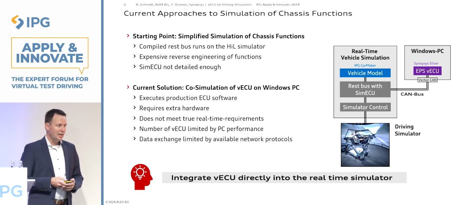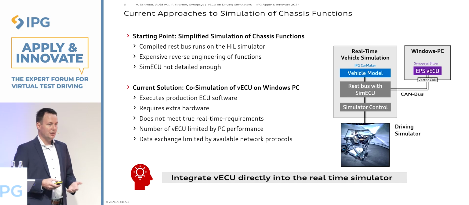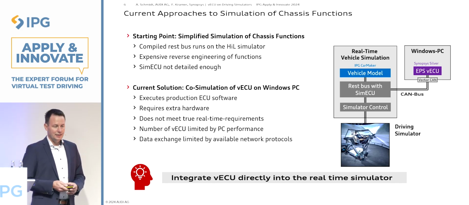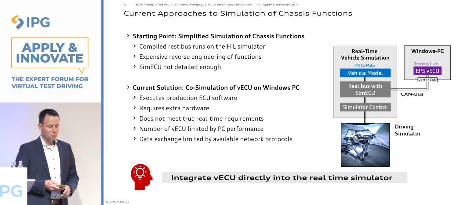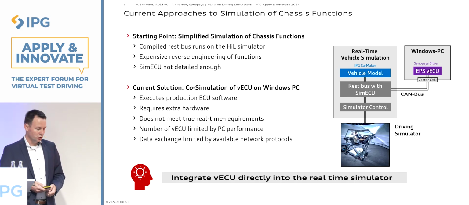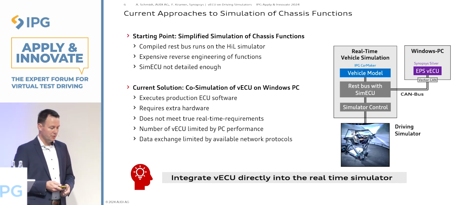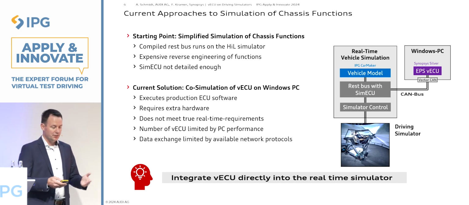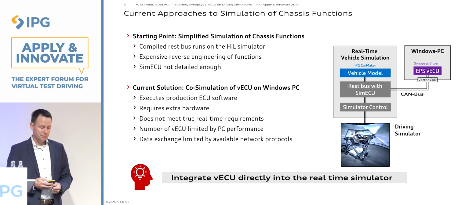However, we're not really happy with this because first we need an extra hardware. There's a second PC standing around, and as it is a Windows machine, we don't meet true real-time requirements, which sometimes leads to stability problems in the simulation. Also, the performance is limited, and we can currently only simulate one VECU with this solution. And of course, the data exchange is also limited, so it would not be possible with this setup to simulate an ADAS function, for example.